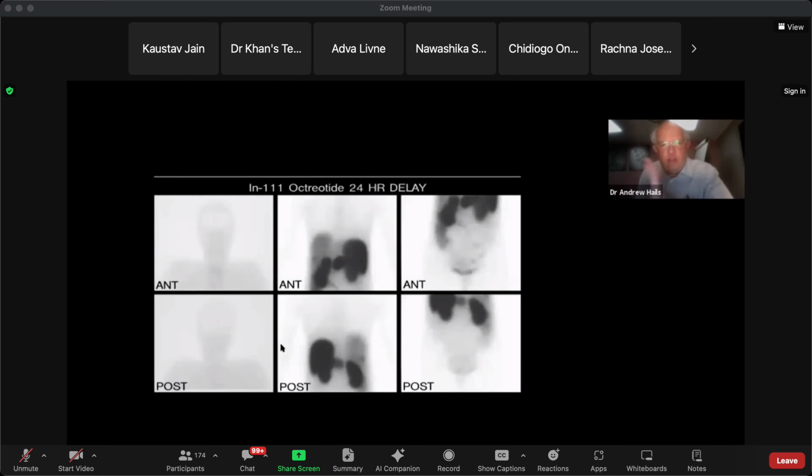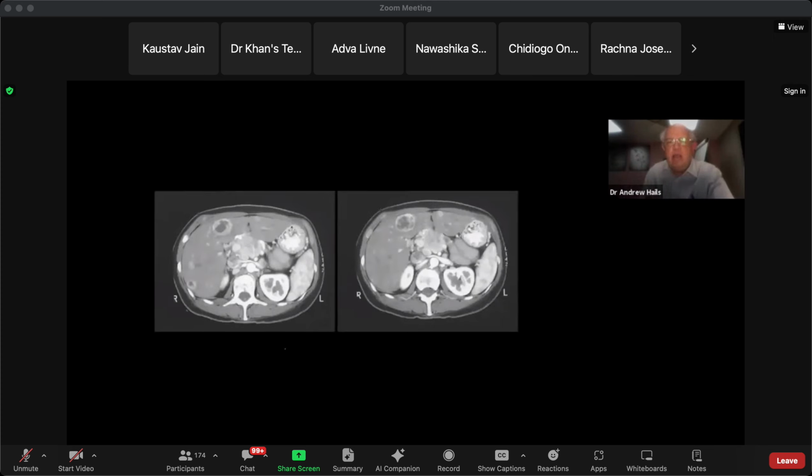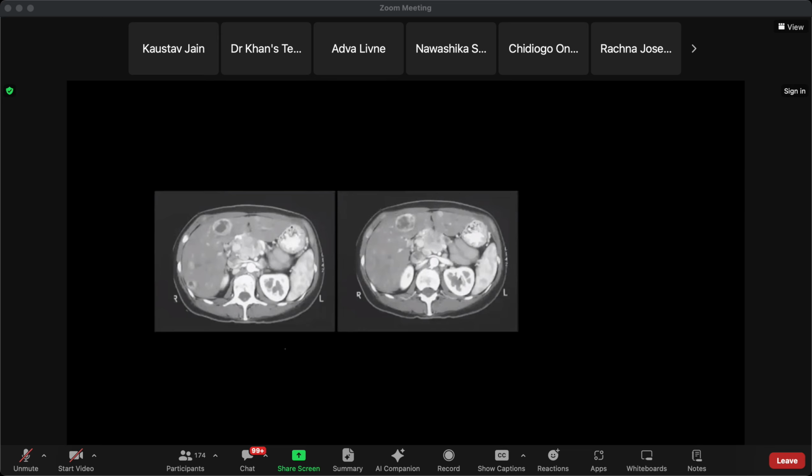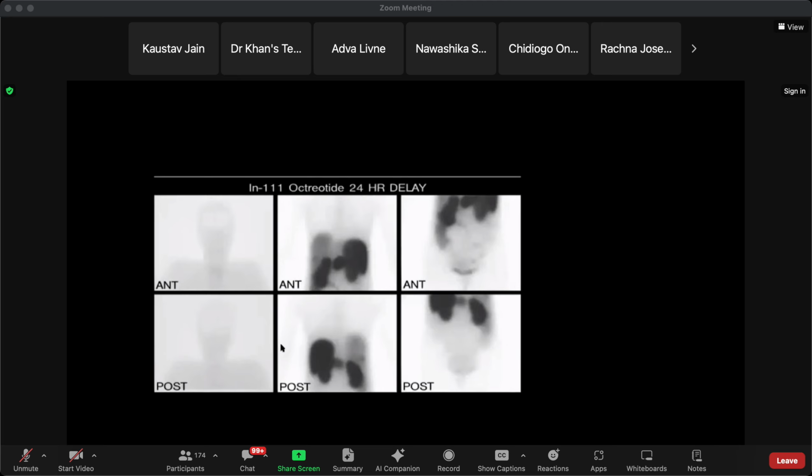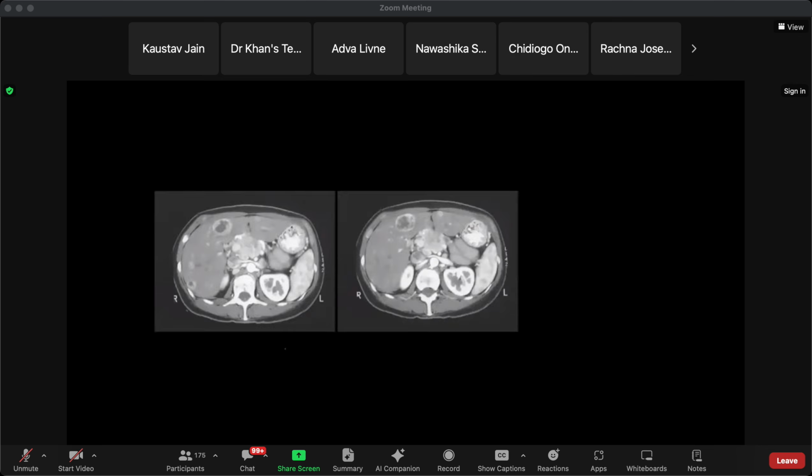So if you've got this scan here, and I've got a partner CT scan here. Yeah, so there is a mesenteric soft tissue mass with an arterially enhancing liver lesion, which is showing uptake within the octreotide scan as well. So again, findings would be of a carcinoid with hepatic metastases.